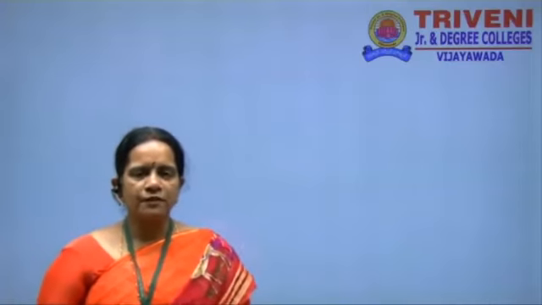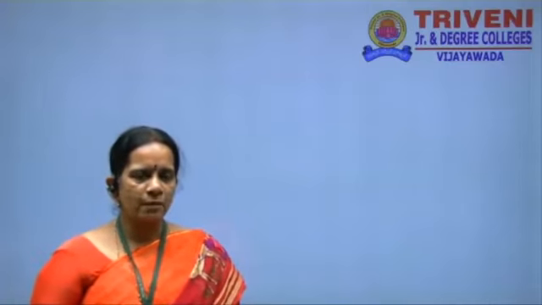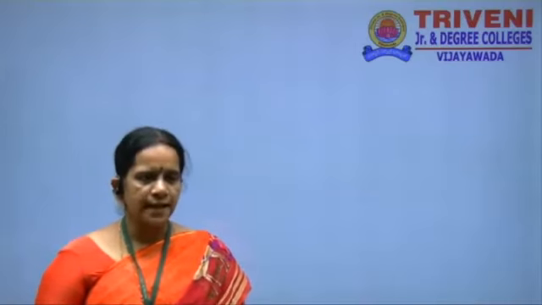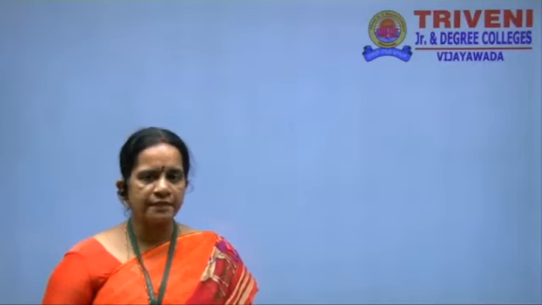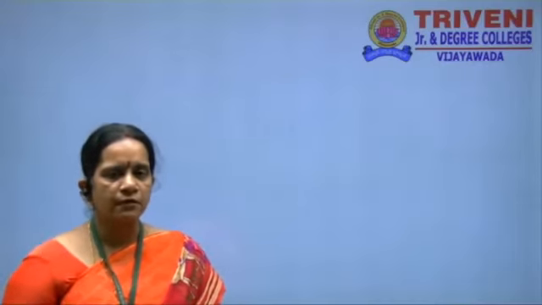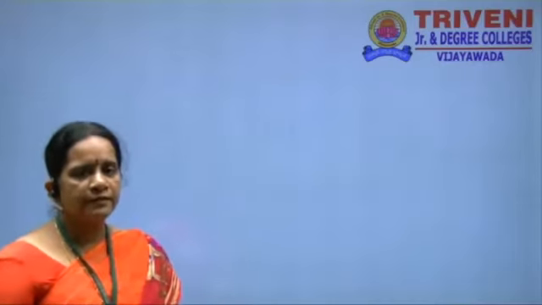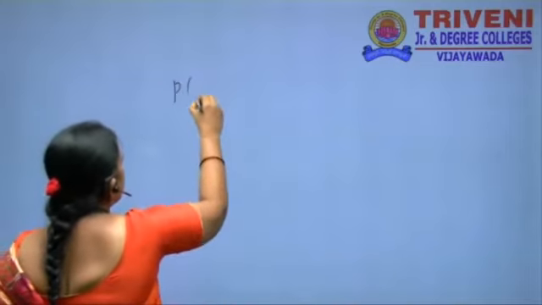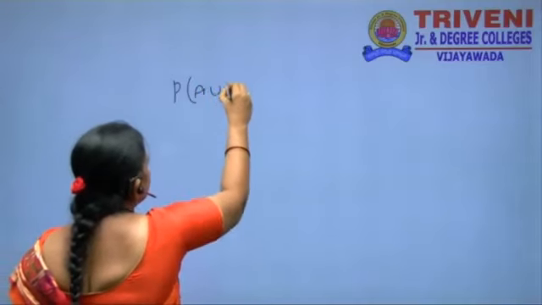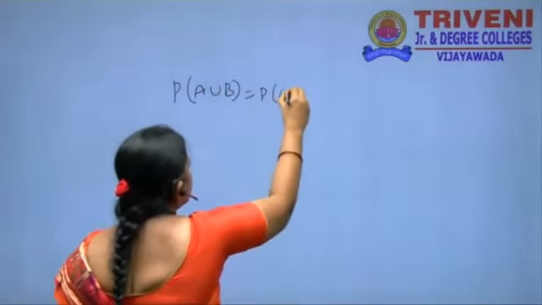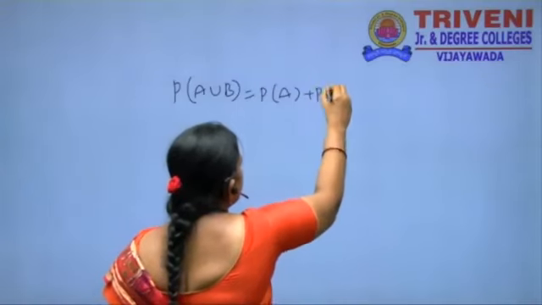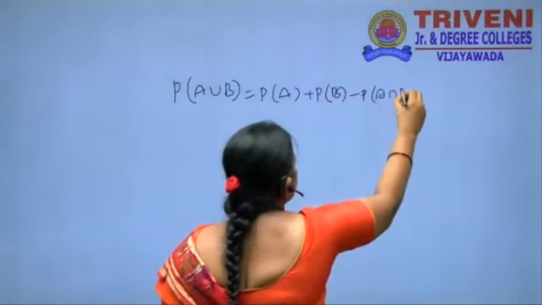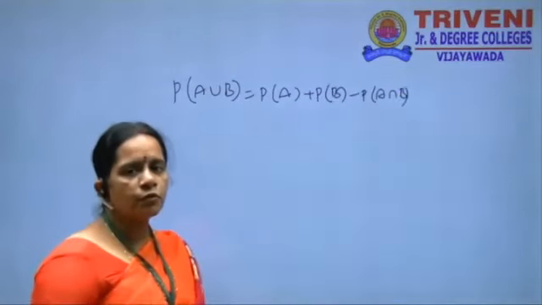Let us discuss some probabilities on the addition theorem on probability. Later we are going to the topics from the last class. Let A and B be two events in a random experiment. Then P of A union B is equal to P of A plus P of B minus P of A intersection B. This theorem will be proved in two cases.